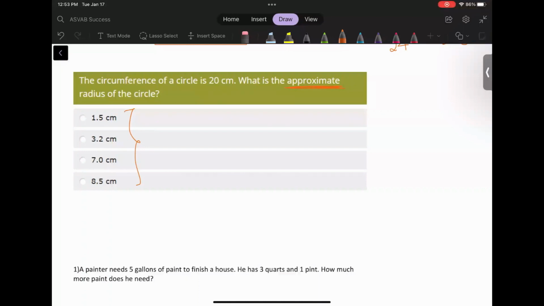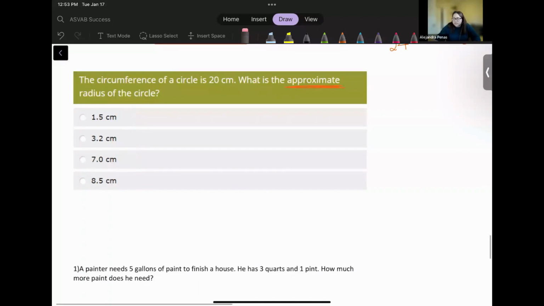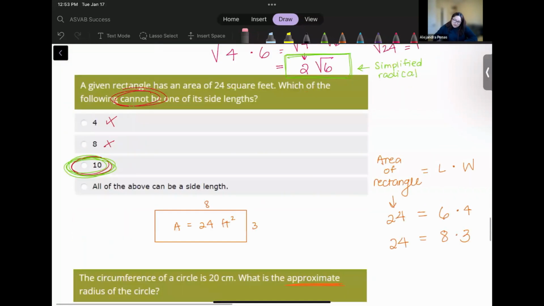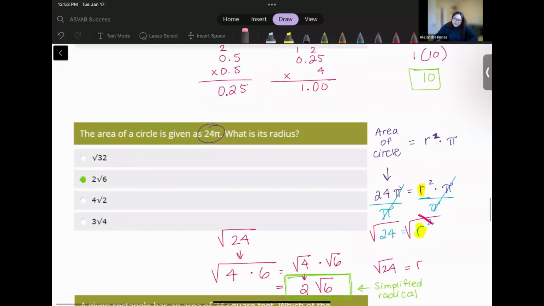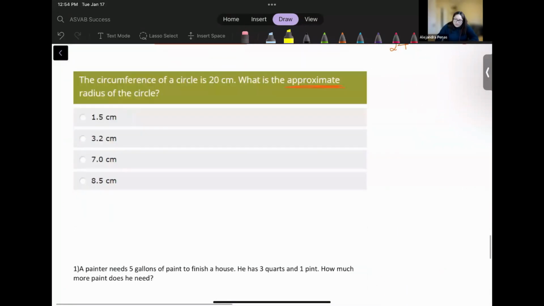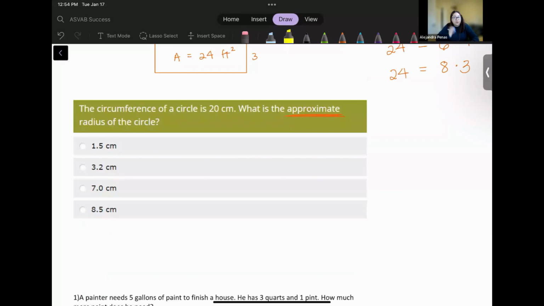What do you mean by that? I mean, usually whenever we work with circles, we often see pi. In this problem, we don't see pi anywhere. So does that mean we're going to multiply by 3.14? Exactly. So whenever you see approximate and you don't see pi anywhere, you can assume that you need to convert pi and use 3.14. That is the decimal format that we use for pi.